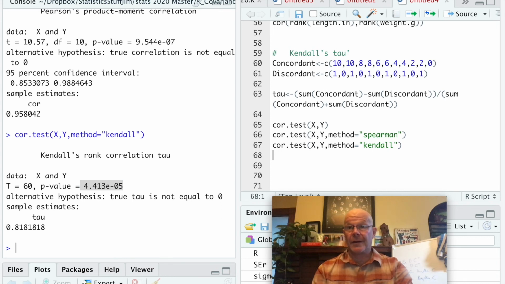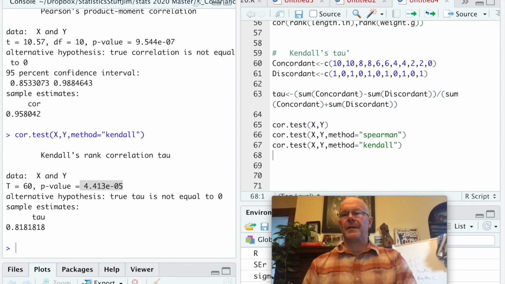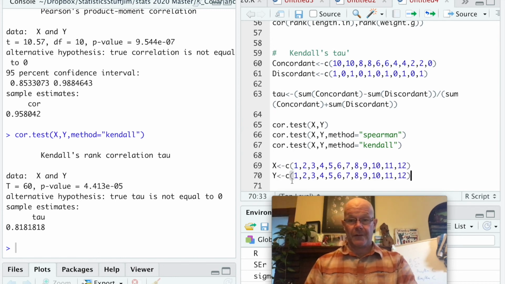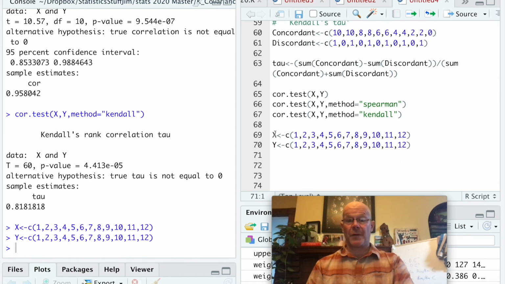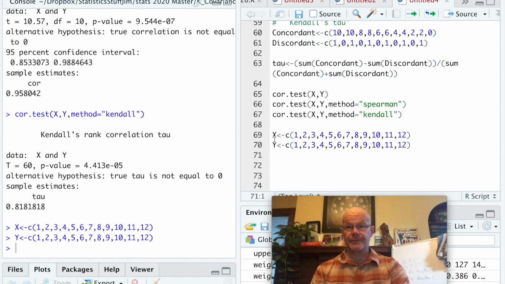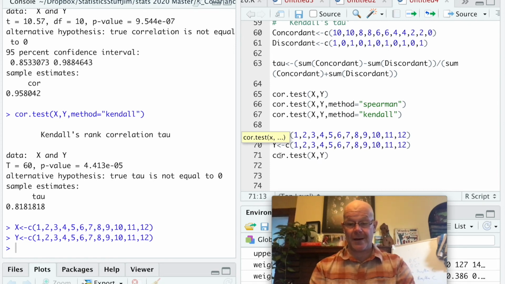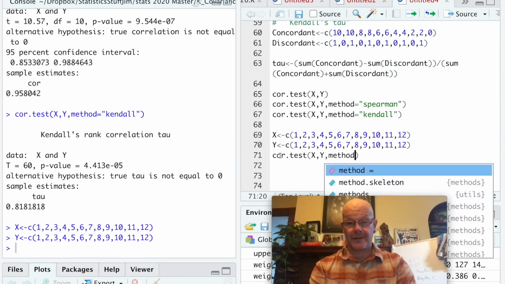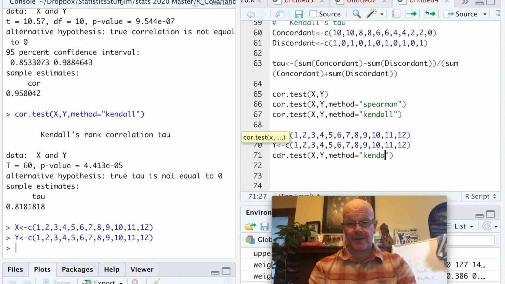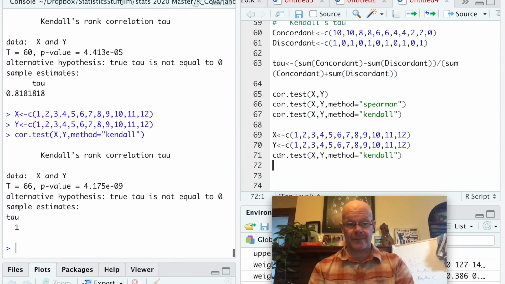And we could look at, what else did I do up here? What other fun stuff did I do? Oh, I did one where I have perfect concordance. And so here we have a situation where we have perfect concordance. And if we were to do the cor.test on that, x and y, method equals Kendall, right? We get a correlation of 1.